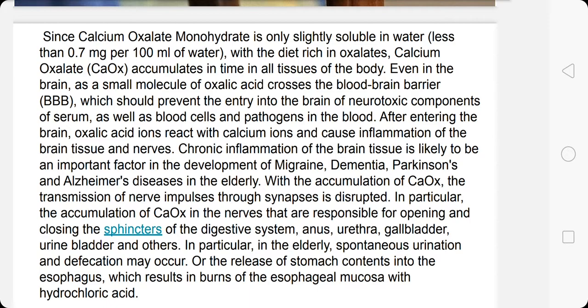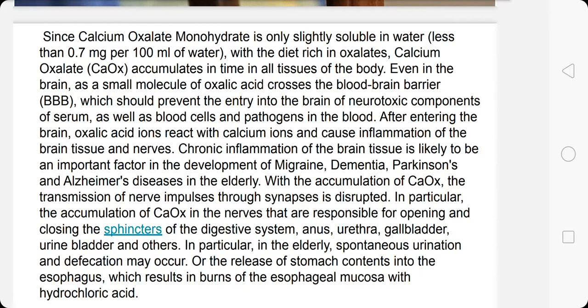and this barrier should prevent the entry into the brain of neurotoxic components, and also blood cells and pathogens. But because the oxalate molecule is also small, it goes inside and reacts with calcium in there. After entering the brain, oxalic acid ions react with calcium ions and cause inflammation of the brain tissue and nerves. Chronic inflammation of the brain tissue is likely to be an important factor in the development of migraine, dementia, Parkinson's, and Alzheimer's diseases in the elderly.